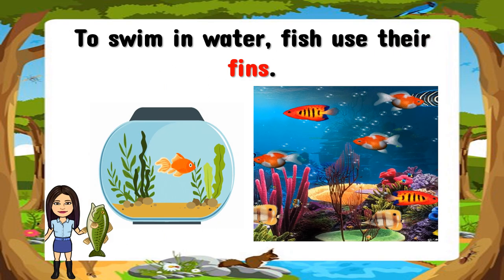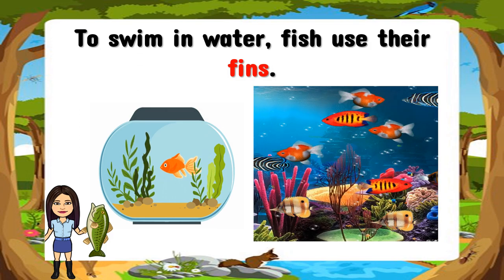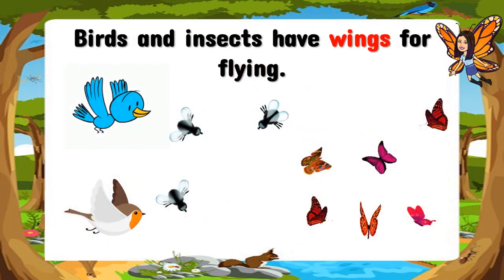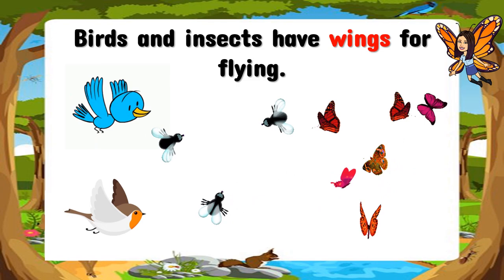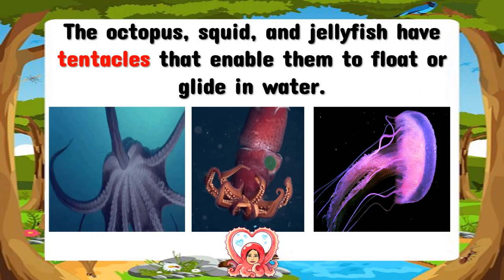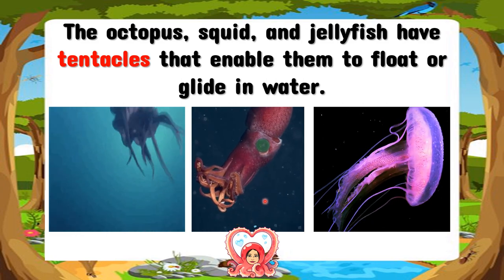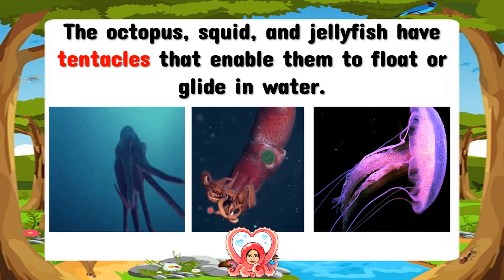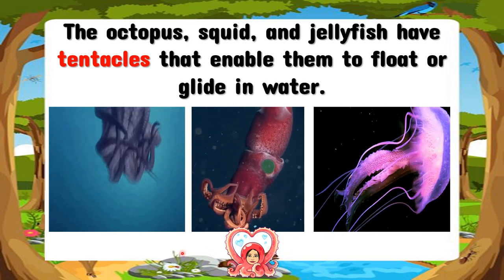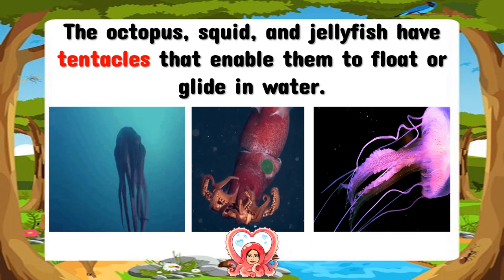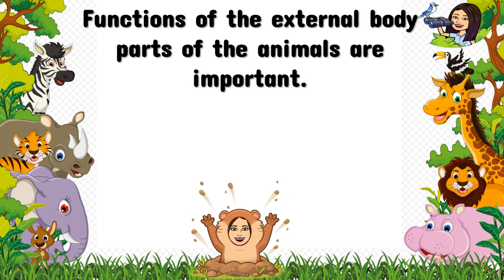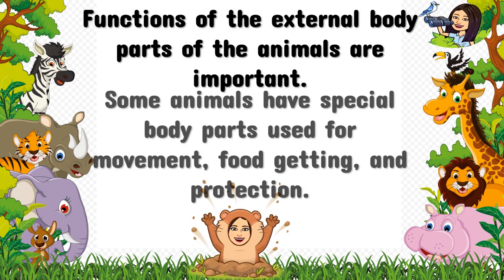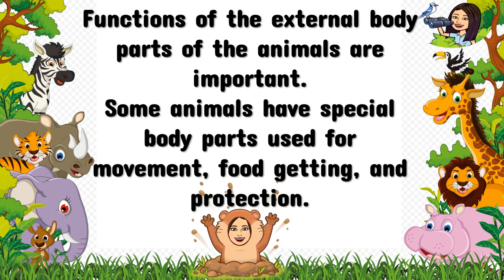To swim in water, fish use their fins. Birds and insects have wings for flying. The octopus, squid, and jellyfish have tentacles that enable them to float or glide in water. Once again, functions of the external body parts of the animals are important. Some animals have special body parts used for movement, food getting, and protection.